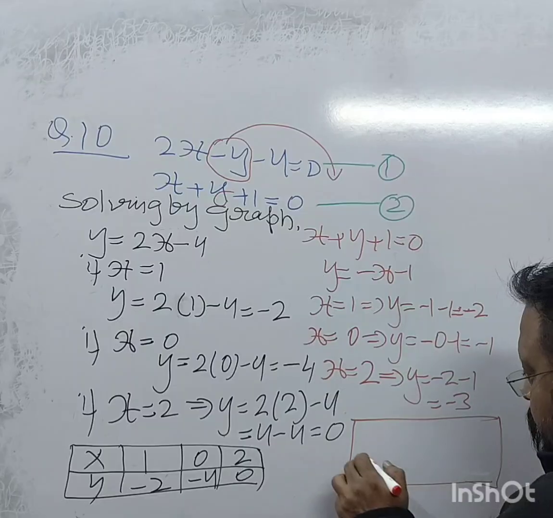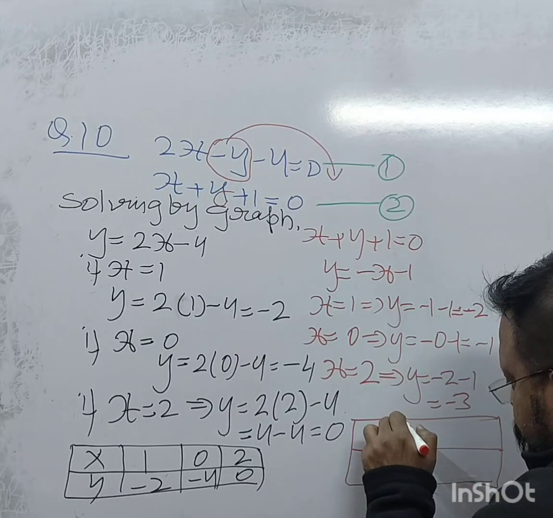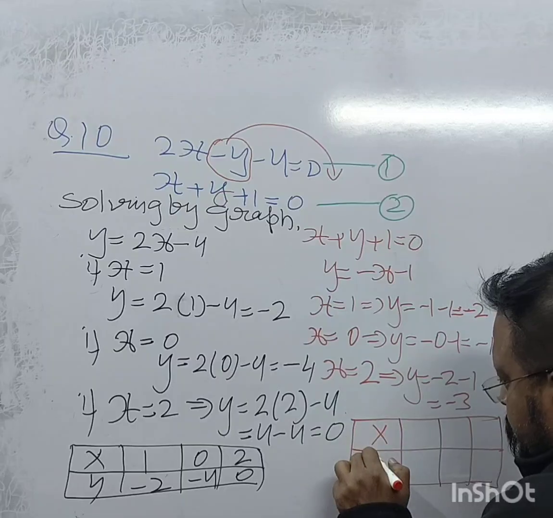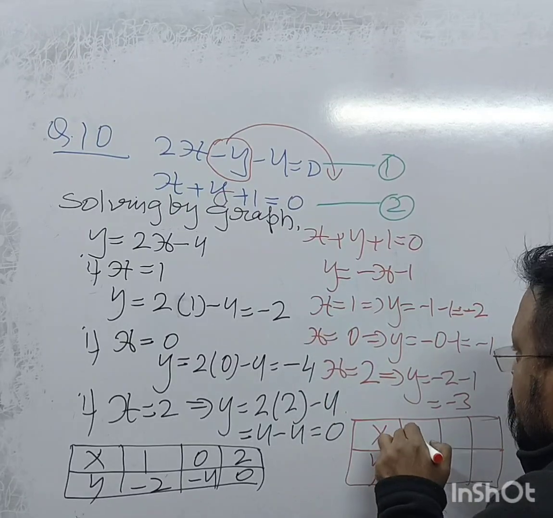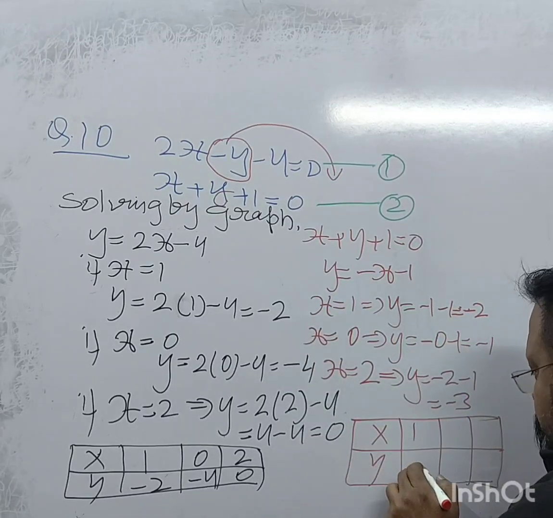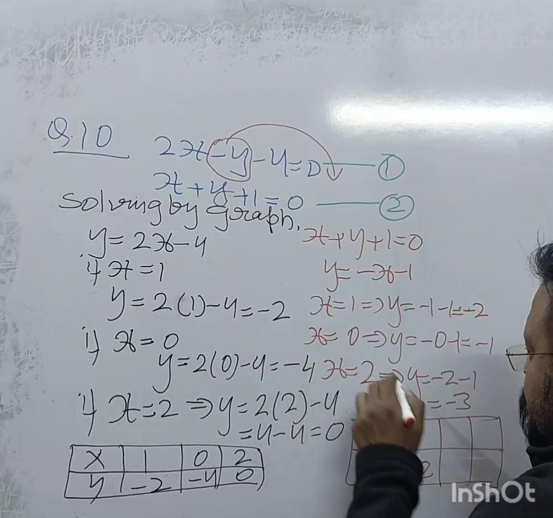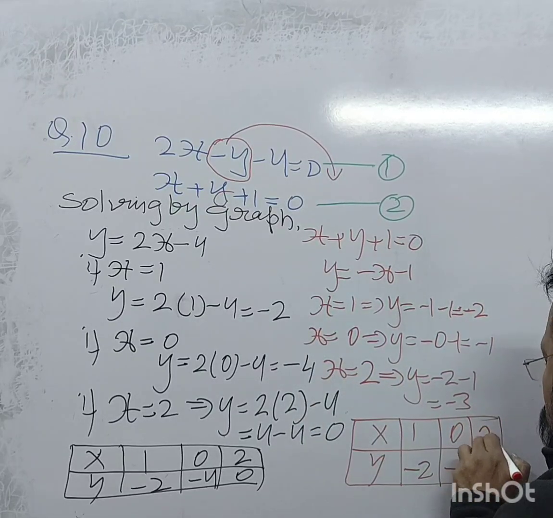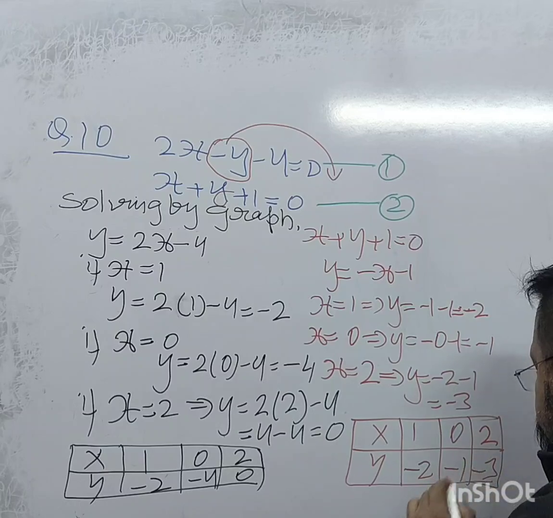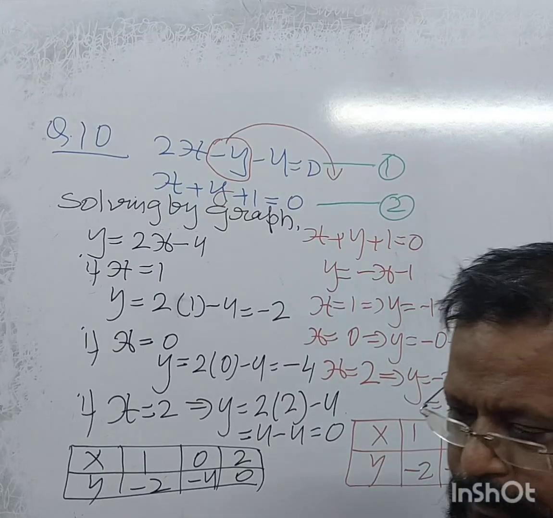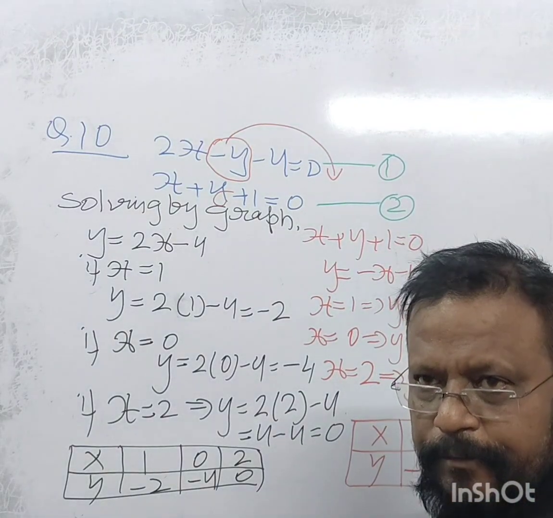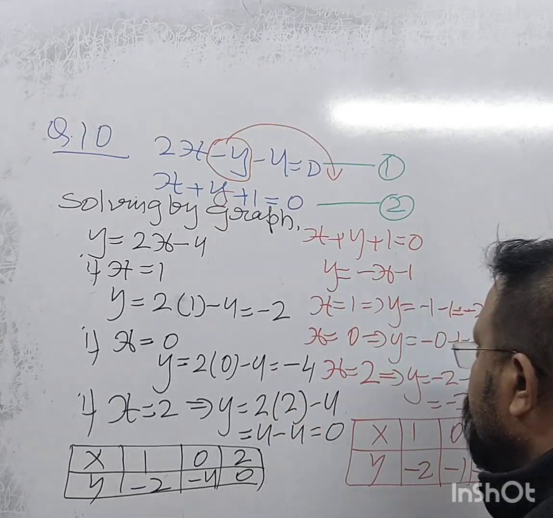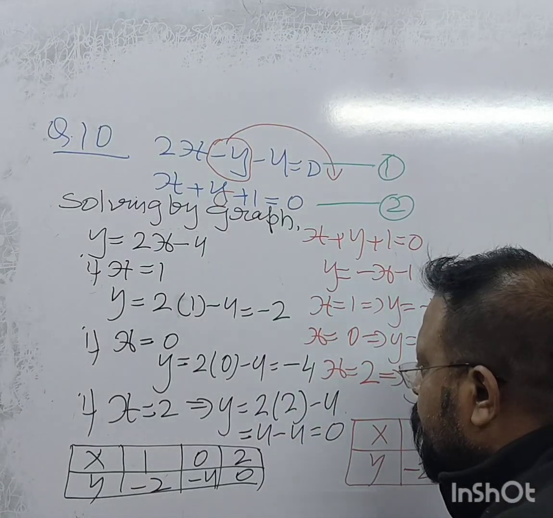Now we draw the table. X, y. X is 1, y is minus 2. X is 0, y is minus 1. X is 2, y is minus 3. We get this? Right? Now what you will do now? We have to draw the graph.